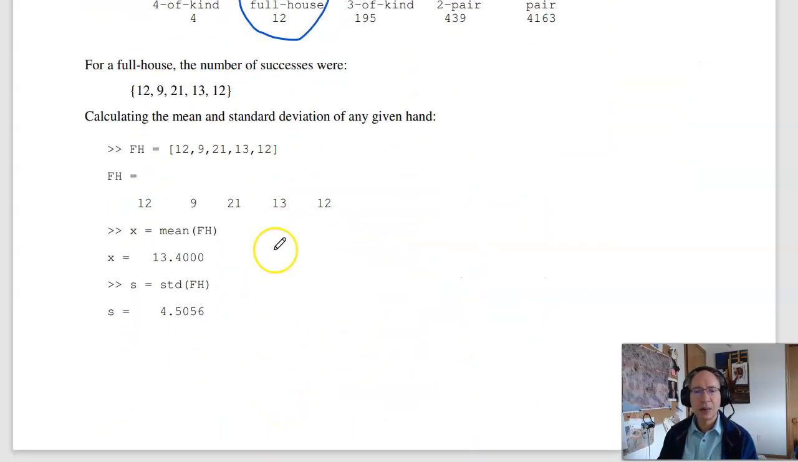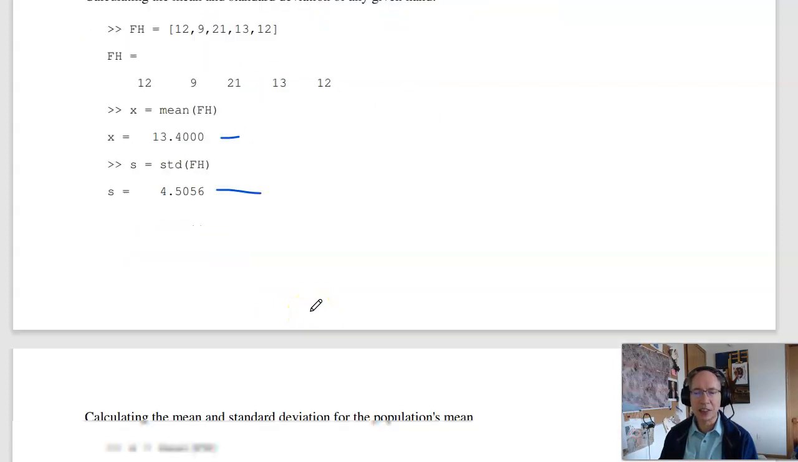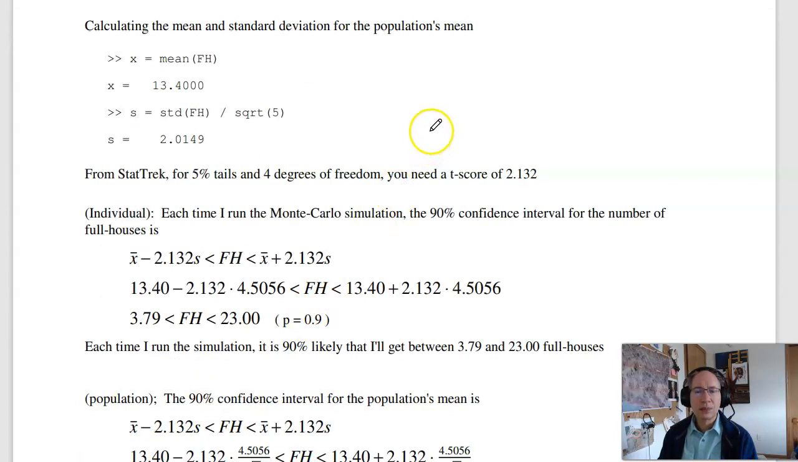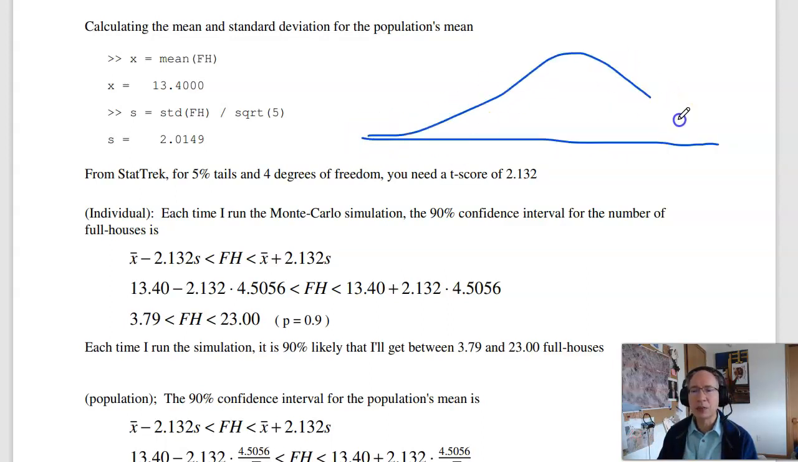Now, to do that, what you do is take your data, find the mean, find the standard deviation. Since I'm estimating the mean and the standard deviation, this is a t-distribution. So it depends upon when you're talking about an individual or a population. If I want to know what is the actual average of getting a full house, that's the population. The more data I have, the more I know. So in that case, I divide by the square root of the sample size.